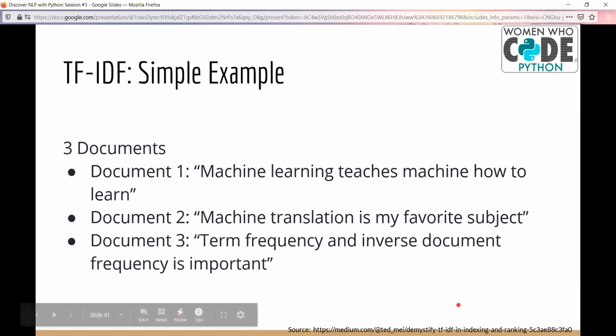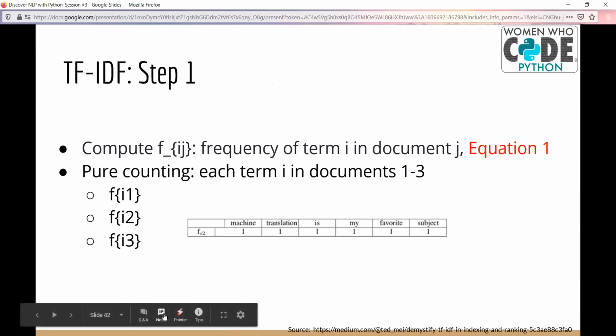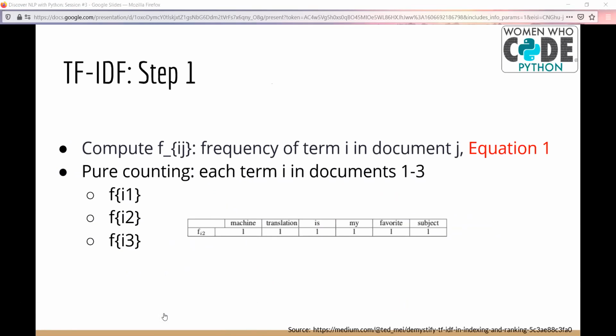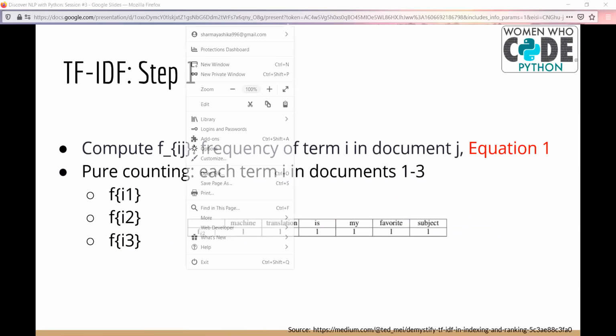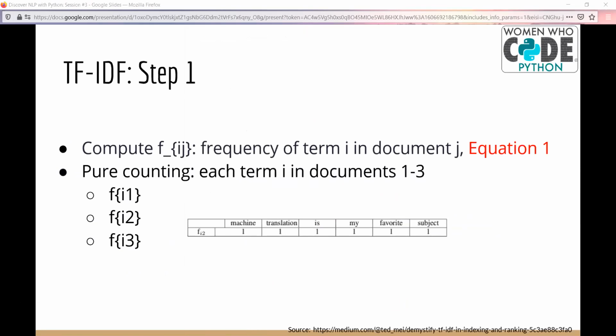So let's talk about it a little bit more with an example. Let's say we have three documents here, and documents are nothing but sentences. The first one is: machine learning teaches machine how to learn. The second one is: machine translation is my favorite subject. And the third one is: term frequency and inverse document frequency is important. And now we are going to compute the Fij, which is the frequency of term i in document j as shown in equation 1, and this is how we are going to compute it. So this is for equation 1.